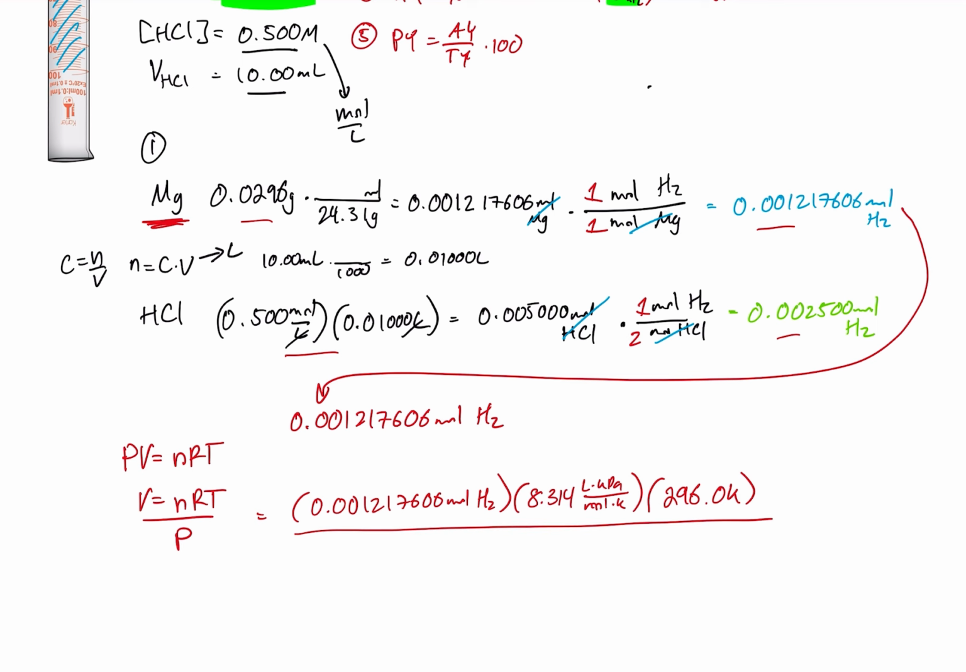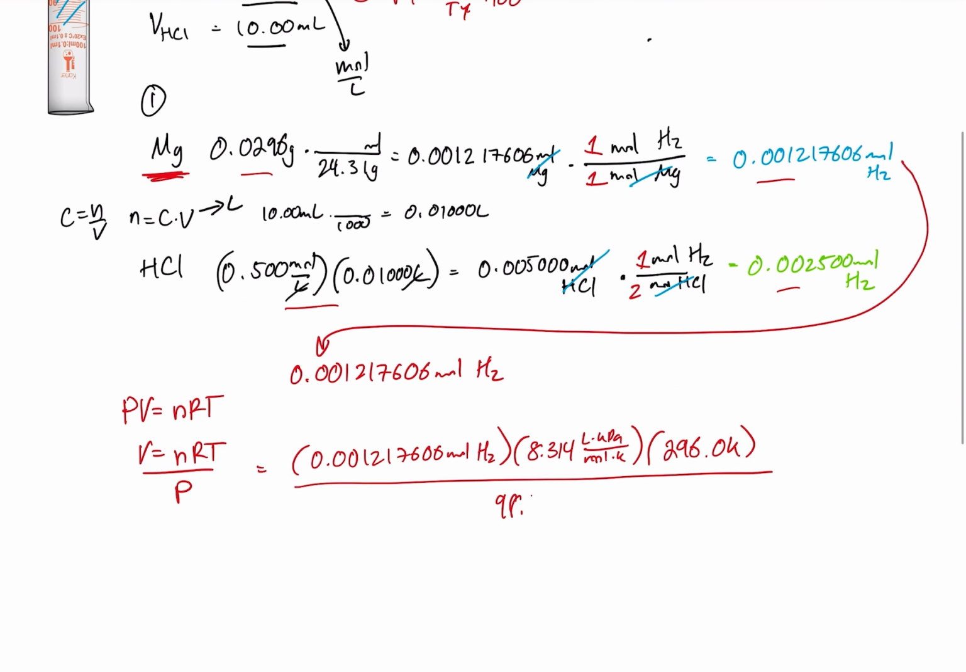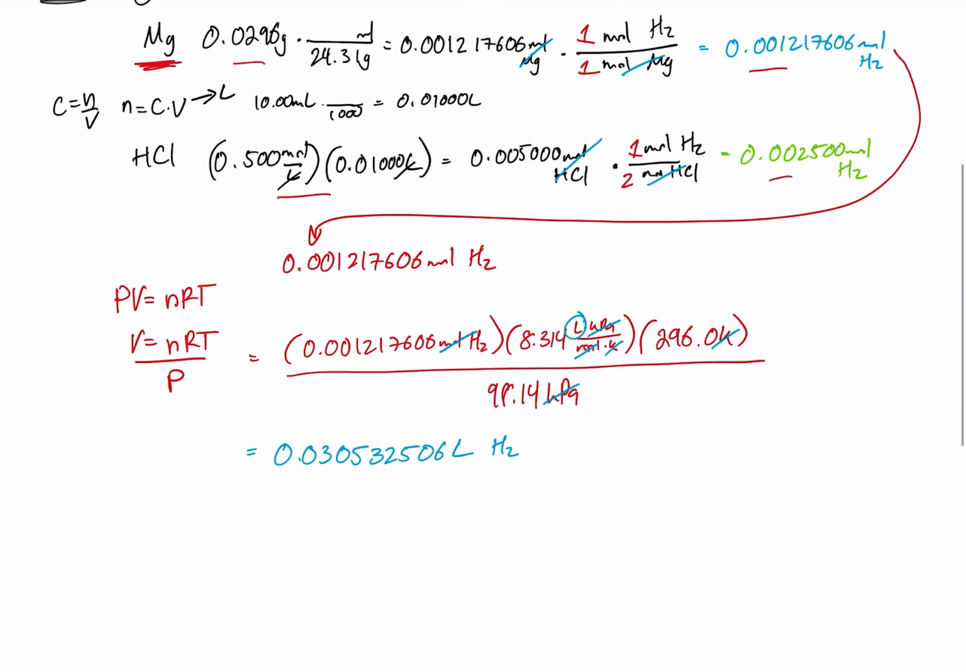Now our pressure that we measured is going to be 98.14 kPa. Now what's going to happen is that we're able to cross out a number of these units. Our moles cancel out, mole, kPa, kPa, Kelvin, Kelvin, and we're going to be left with liters, which is the unit that we do want. If we do this entire calculation out, we are going to get 0.030532506 liters of H2 produced. And that right there is our theoretical yield in terms of our volume.